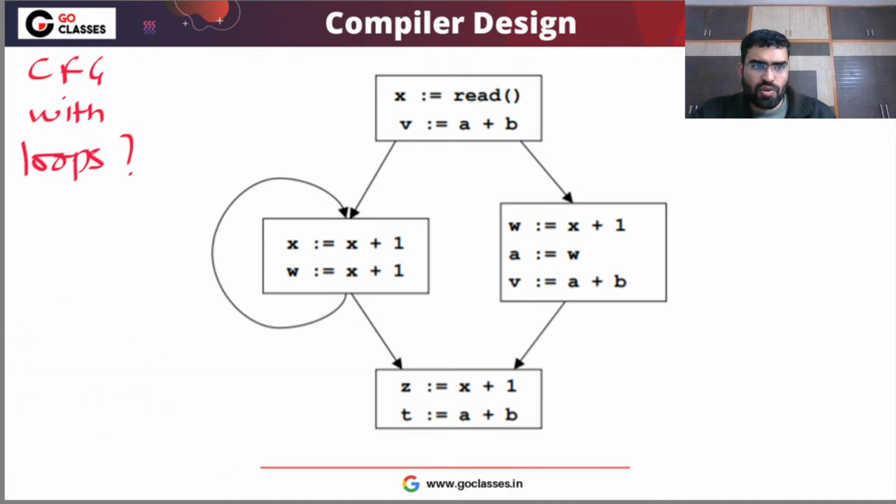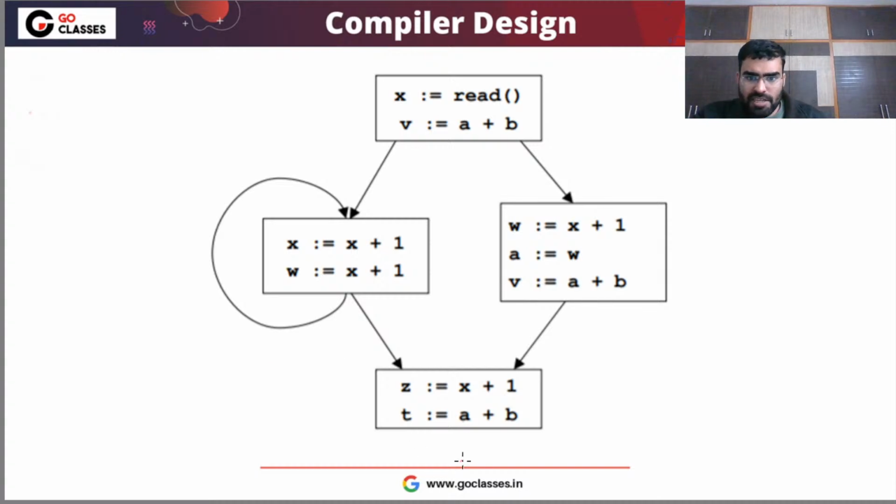Do the liveness analysis. So what you will do, what you will get, tell me. This is a control flow graph with loops. So always go in the backward direction. Here initially nothing is there. Can anyone tell me what is live here?